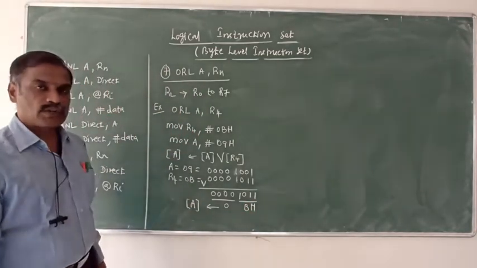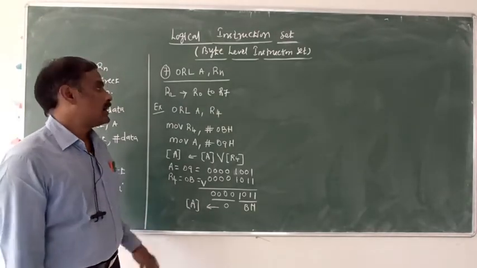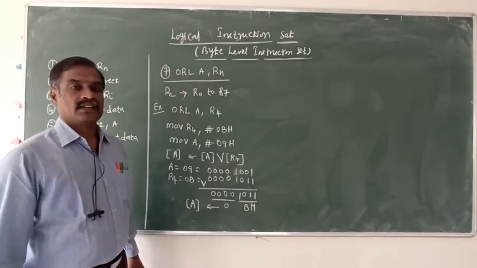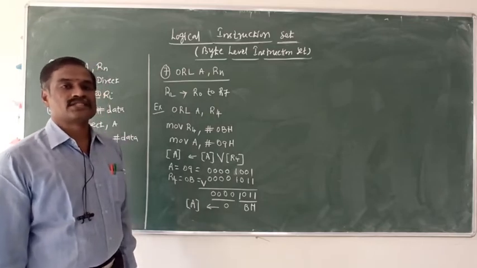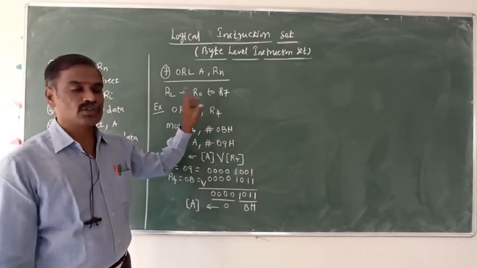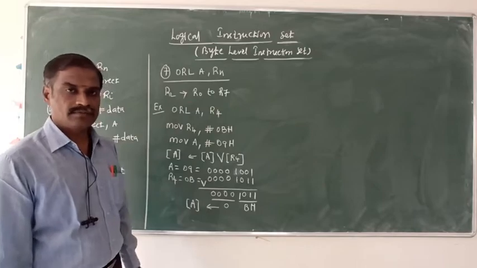This is the operation of logically ORing the accumulator with any given working register, the working registers R0 to R7.